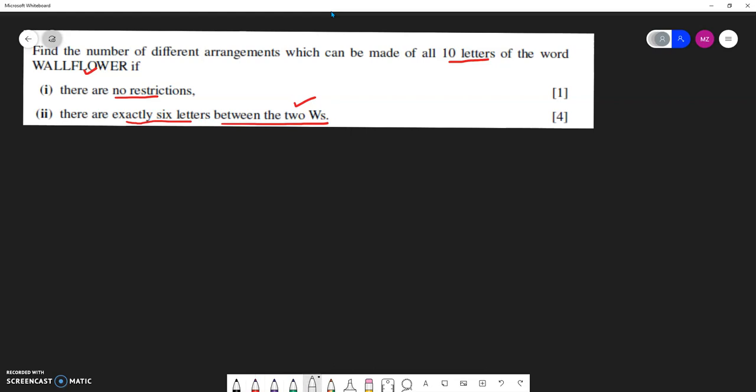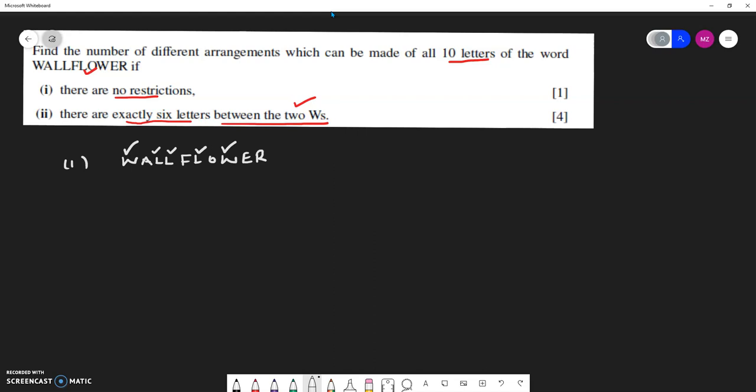So the first part first, and we are given this word, wallflower. In order to find the total number of arrangements or permutations from any word, first of all, you must see whether any letters or digits are repeating. Here we are given letters, so we see whether any letter is repeating or not. You can see that W is repeating 2 times and L is repeating 3 times.